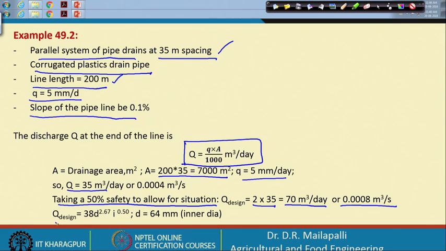Now, since this is non-uniform flow and a corrugated pipe, we take the equation for corrugated pipe under non-uniform flow conditions, and substituting I and capital Q, you get D equal to 64 mm. This is the inner diameter.